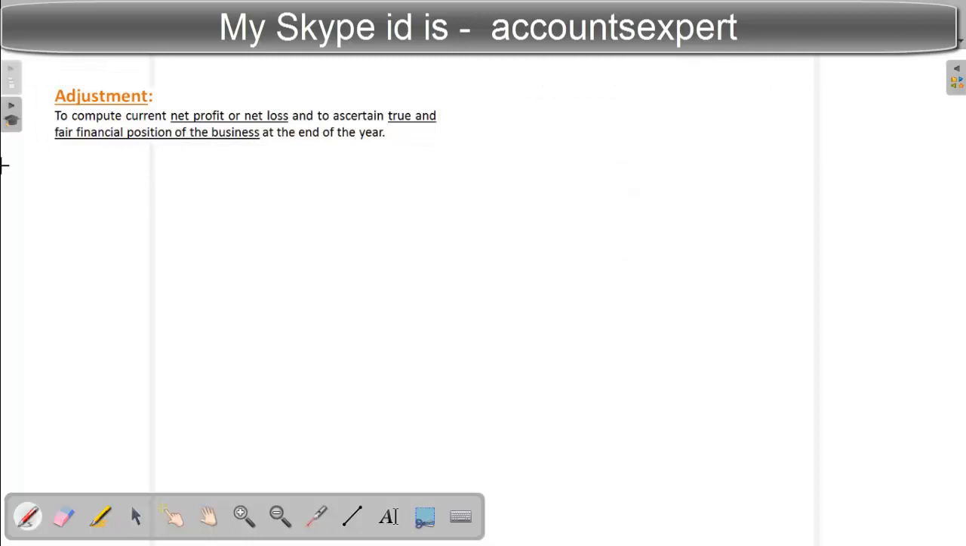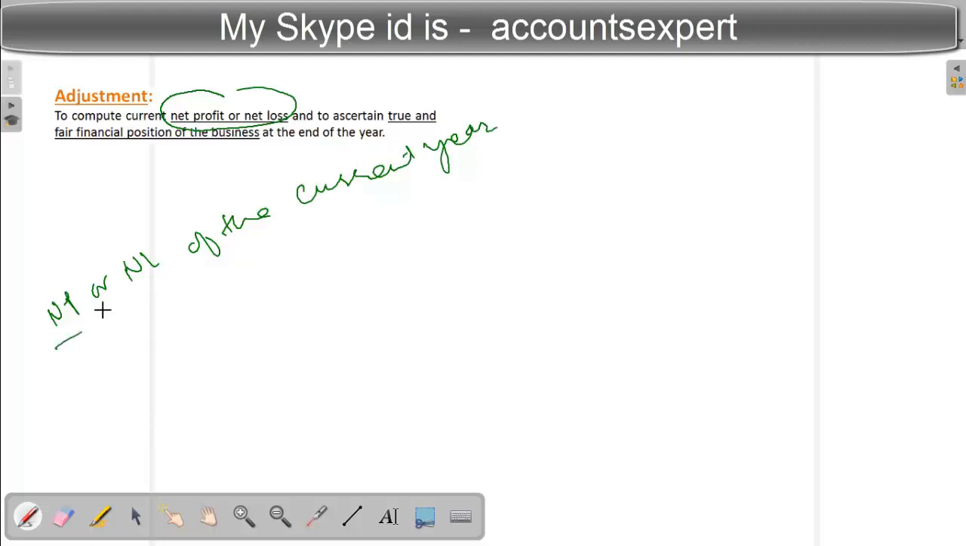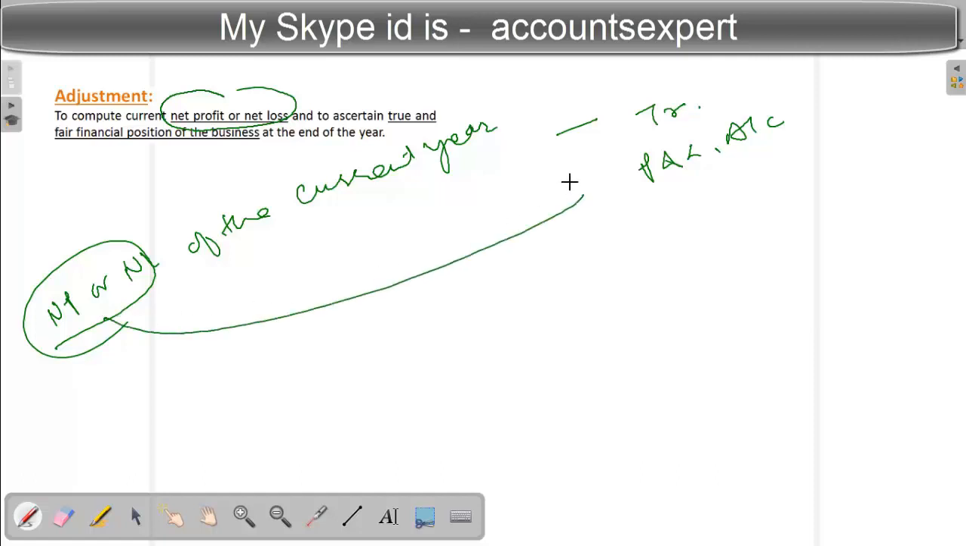So the purpose of adjustment entries is to know the correct net profit and net loss of the current year. Of which year? Current year. And to know net profit and net loss, we prepare the trading account and profit and loss account, as we discussed just now. These are the income statements.